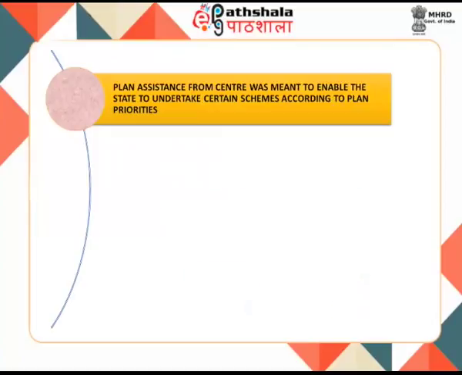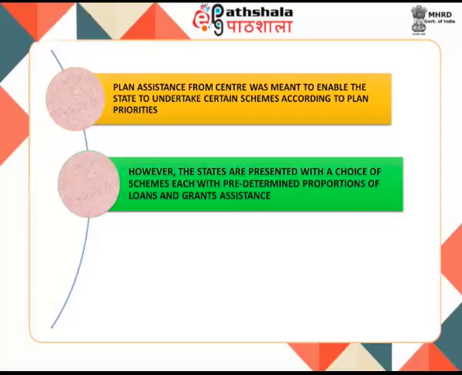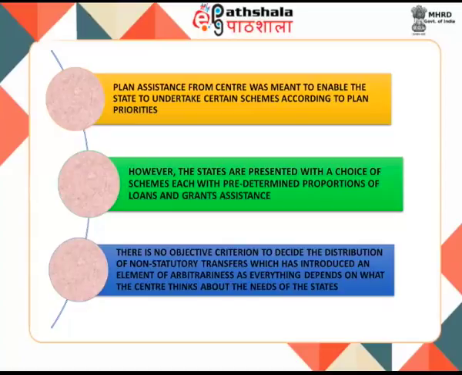Plan assistance from center was meant to enable the state to undertake certain schemes according to plan priorities. In actual practice, however, the states are presented with a choice of schemes, each with predetermined proportions of loans and grants assistance. Also, there is no objective criterion to decide the distribution of non statutory transfers, which has introduced an element of arbitrariness, as everything depends on what the center thinks about the needs of the states.